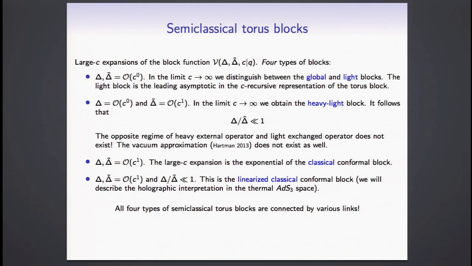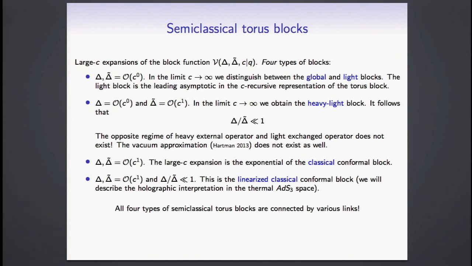Another option is the heavy-light block, when one of the operators is heavy and the other one is light. And in fact, it can be shown that there is just one heavy-light block, related to the following choice: the external leg is light and the internal loop is heavy. The opposite option does not exist, just because the expansion coefficient of the torus block, already the first coefficient, has a pole in the exchange dimension.